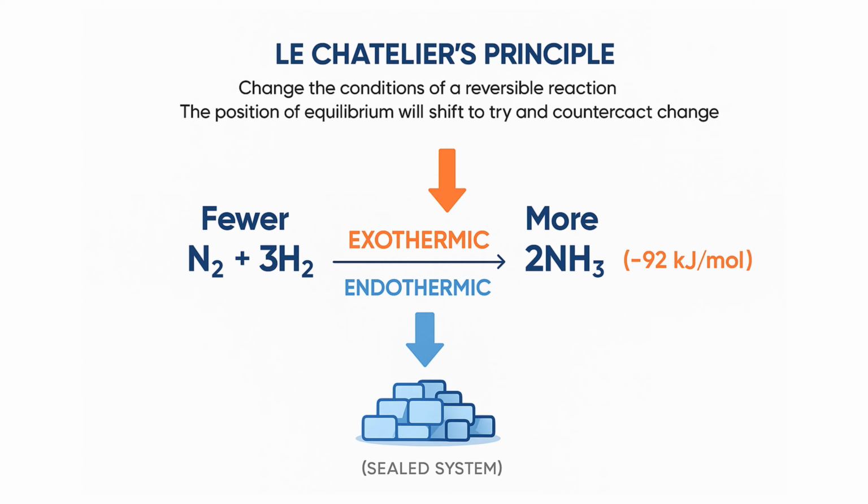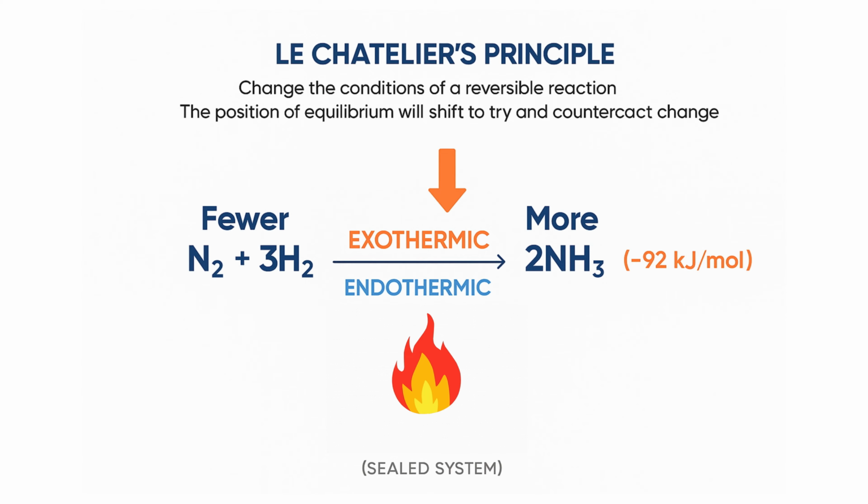The forward reaction, which forms ammonia, releases energy, as shown by its enthalpy change of minus 92 kilojoules per mole. Because this value is negative, we know the forward reaction is exothermic, meaning it gives out heat to the surroundings. Consequently, the backward reaction, which breaks ammonia back down into nitrogen and hydrogen, is endothermic, as it must absorb heat.